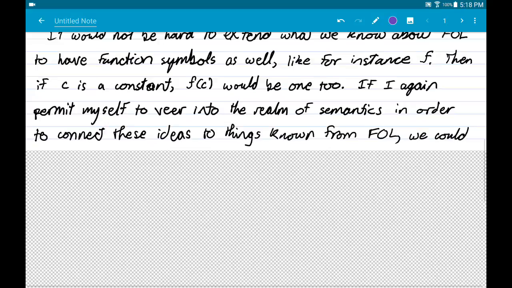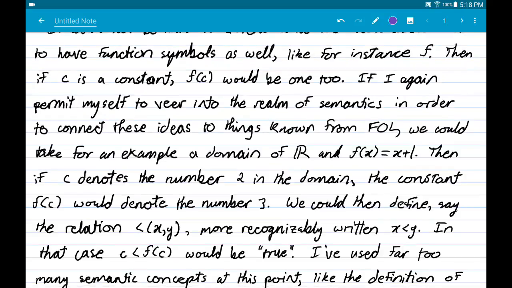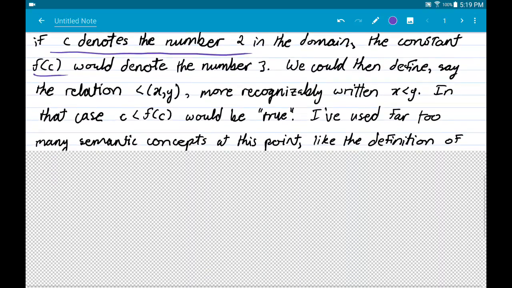So to talk a little bit more about how function symbols get used, in case anybody's not seen that before, if c is any constant in a language, then f(c), assuming f is a one-place function, would also be a constant. So again, veering into semantics, let's suppose that our domain is R, and let's suppose that the function symbol f denotes the function x plus 1. In that case, if c denotes the number 2, then f(c) denotes the number 3. So f(c) would be a constant in the language. That's how function symbols feature in a first-order language.